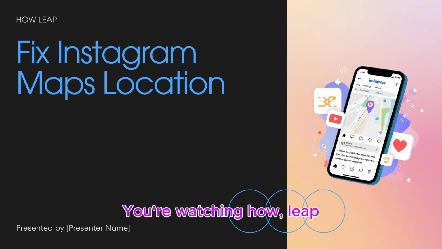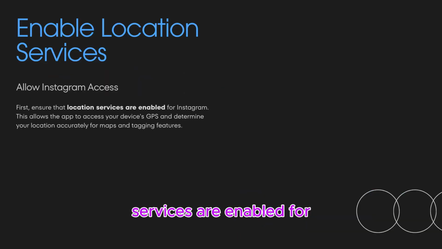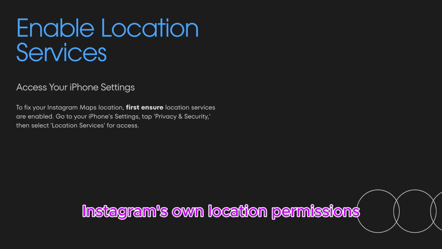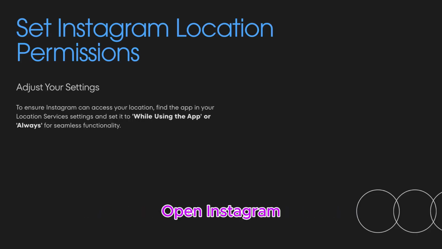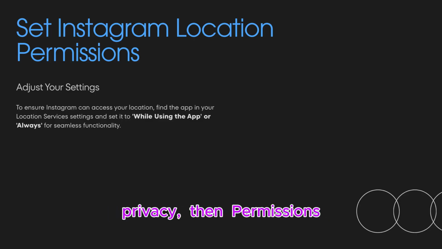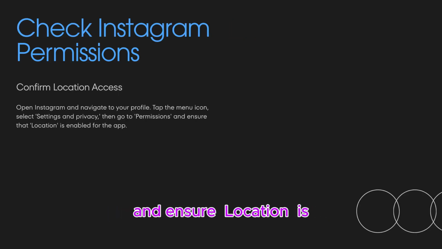You're watching How Leap. Let's fix Instagram Maps location not working. First, ensure location services are enabled for Instagram. Go to your iPhone settings, tap Privacy and Security, then Location Services. Find Instagram and set it to while using the app or always. Next, check Instagram's own location permissions. Open Instagram, go to your profile, tap the menu, select Settings and Privacy, then Permissions, and ensure location is on.